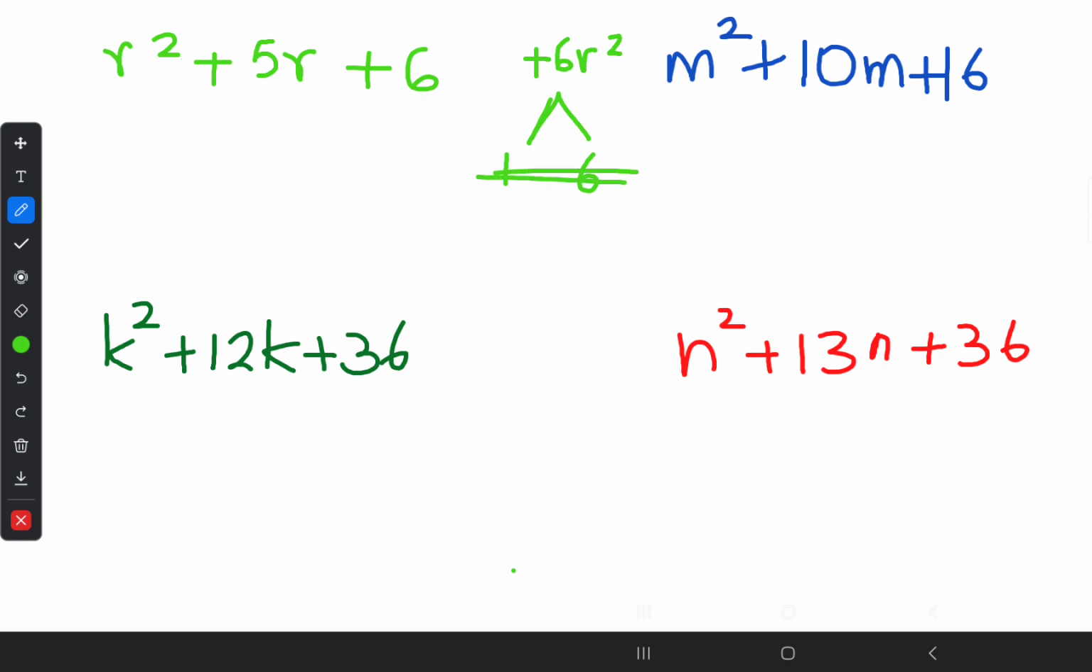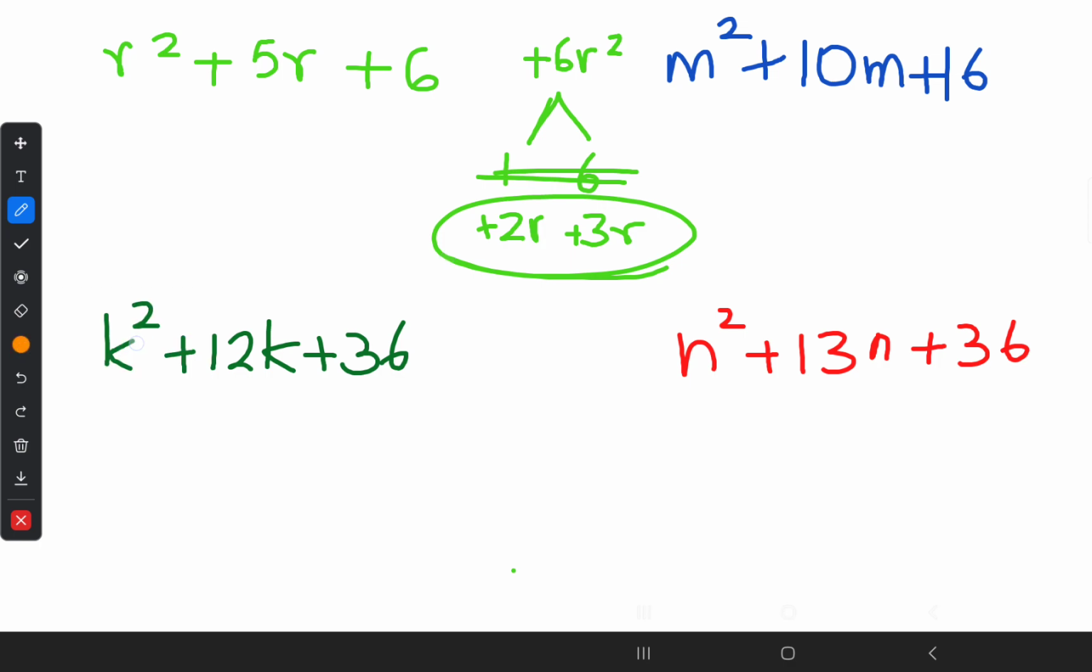Let's think about the next possible multiplication. There are 2 3s. 2 times 3 are 6. 2 plus 3 is 5. So 2 and 3 are the particular multiplication pair. Since it has r square, it should be r and r. Look at the signs carefully: it would be positive and positive. Positive 2r multiplied with positive 3r will give you positive 6r square, and when you get the sum of these two, that will give you 5r. Both of those conditions were satisfied.